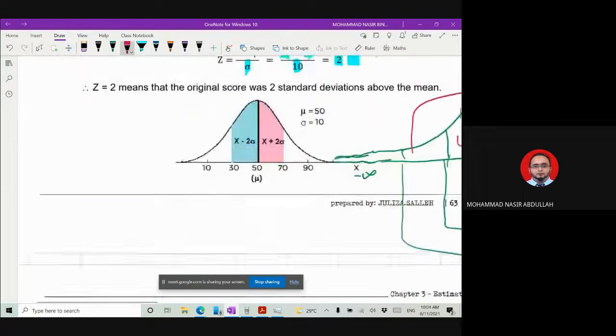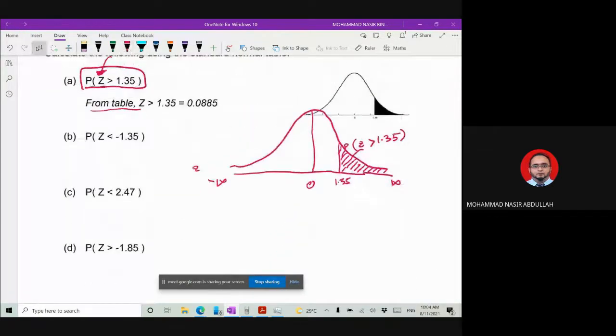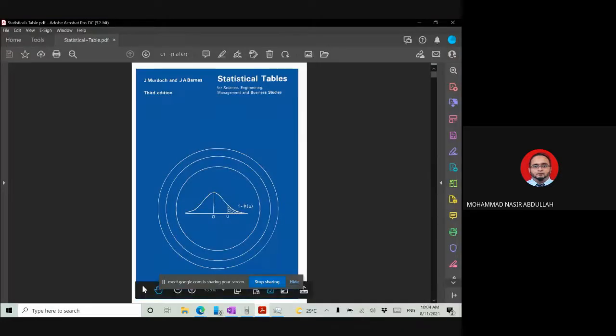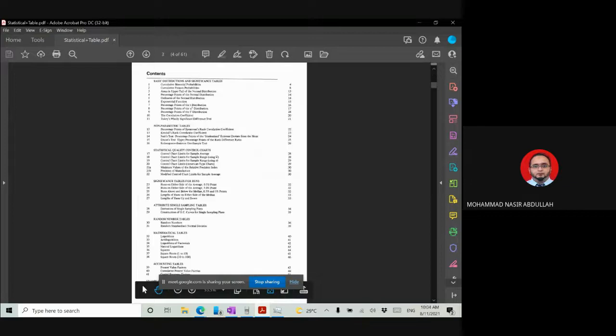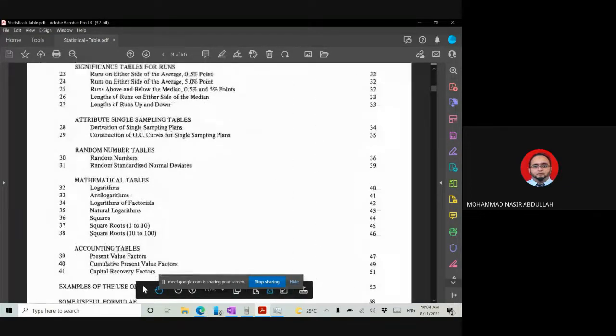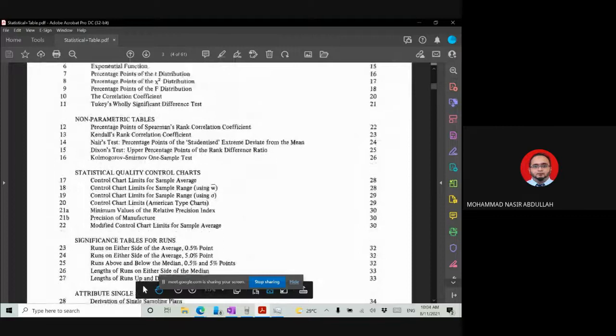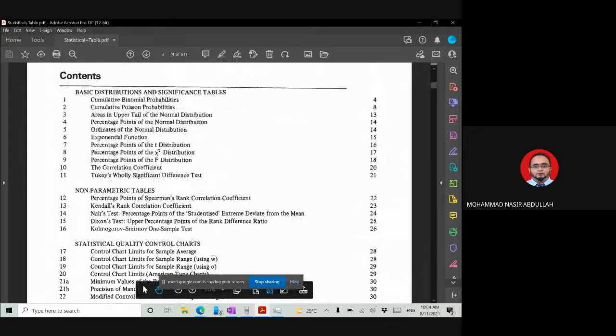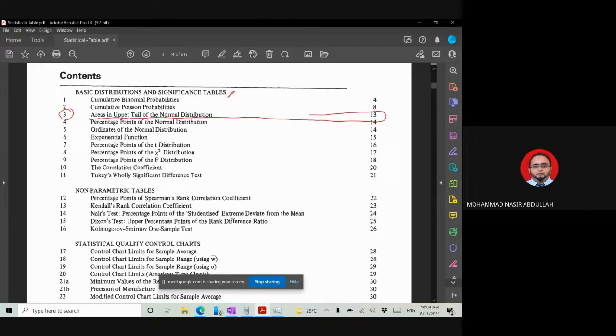So if we look at this table, the probability value, listen carefully, this is very important, right? We want to find the area to the right, which is more than 1.35. So for 1.35 we look at the statistical table and find the page. If you can see here, the table of contents, basic distribution and significant tables. So we look at area in upper tail of normal distribution, page number 13.